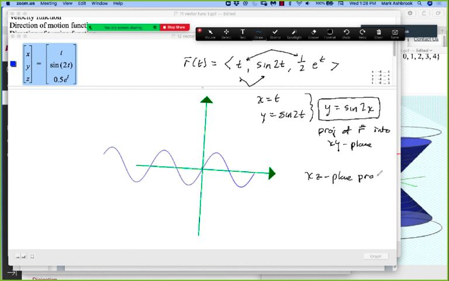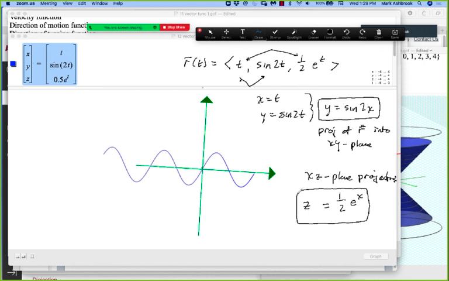What curve will I get in the xz plane? 1/2 e to the x equals what? Equals z, right? Because x equals t. If x equals t, then I can put x there, and z equals 1/2 e to the x.